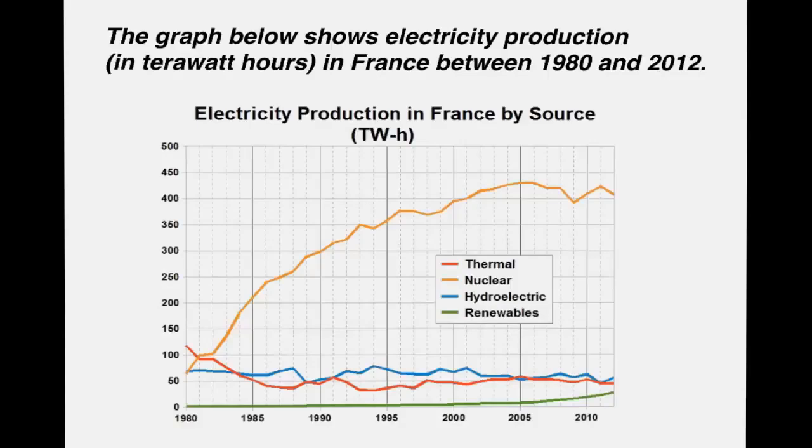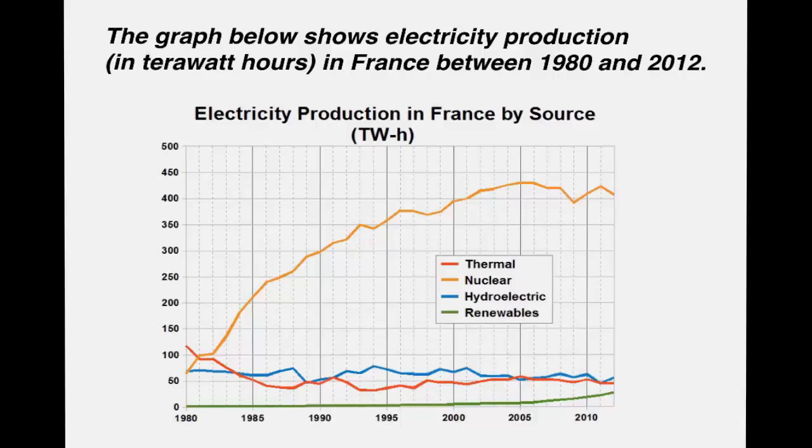Here's the question. The graph below shows electricity production in terawatt hours in France between 1980 and 2012. That's the question statement. Then we look at the graph itself. You can see the heading at the top, electricity production in France by source, TWH. TWH must mean terawatt hours. We can see that from the question.